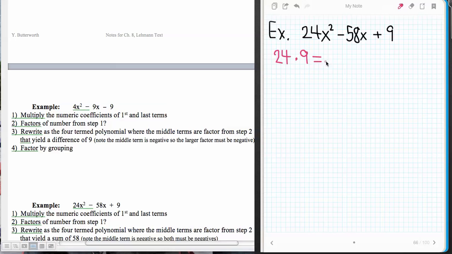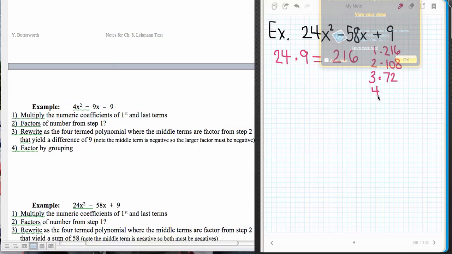24 times 9. So we have 9 times 4, which is 36, carry the 3, 18 plus 1 is 216. So we have 1 times 216. Now this one's going to be really painful. And 2 times 108. Let's see, 6 plus 1 is 7, plus 2 is 9, so this is divisible by 3, so that's 72. And 4, yes, it's divisible by 4 because the last two digits are 16, so 4 will go into 216 54 times. 5 will not go into it.